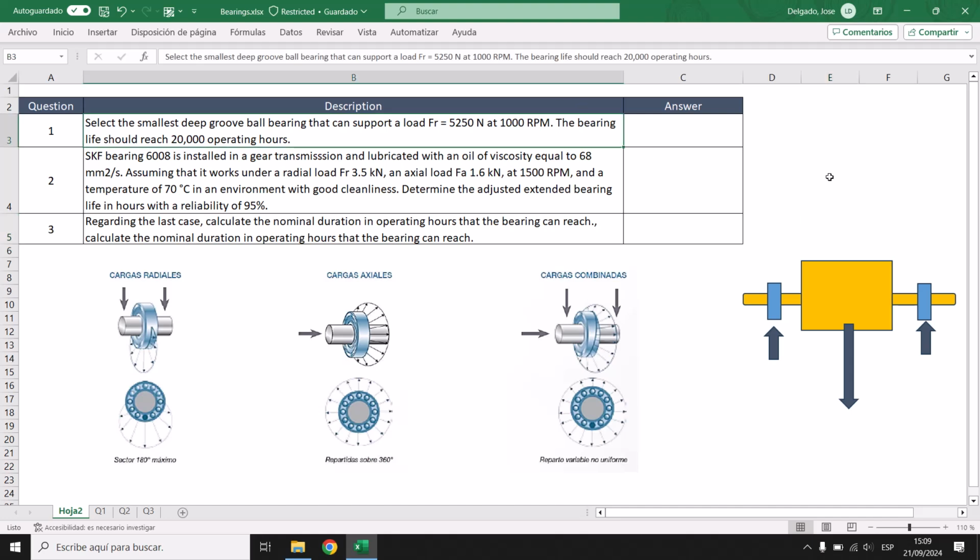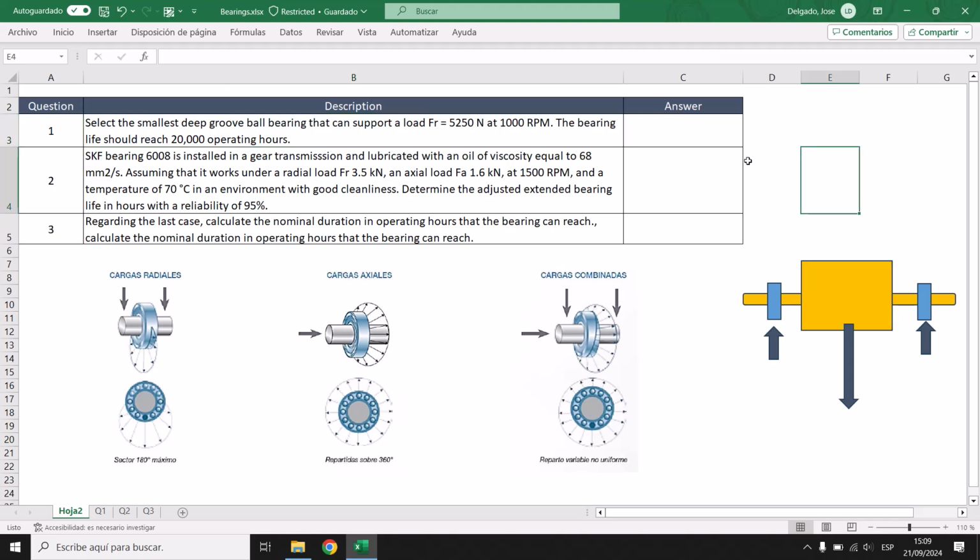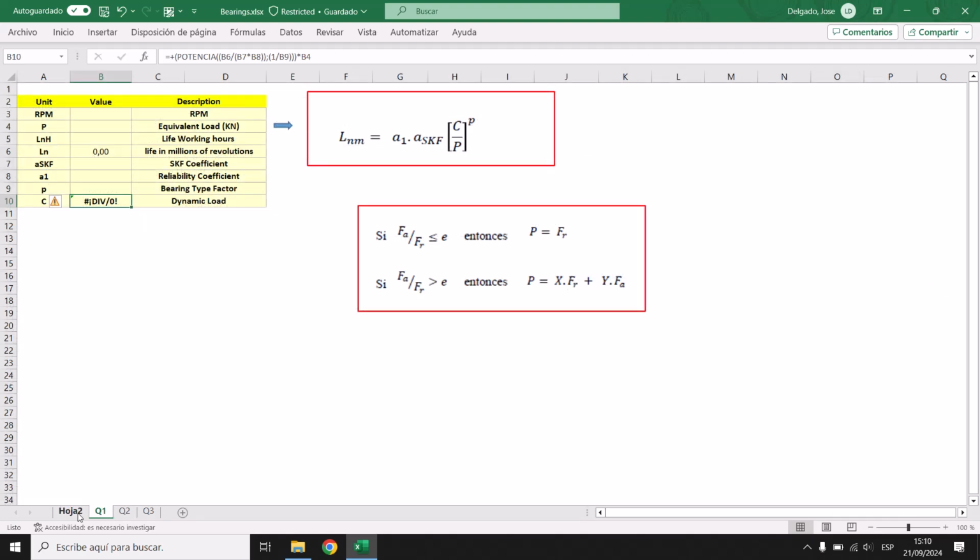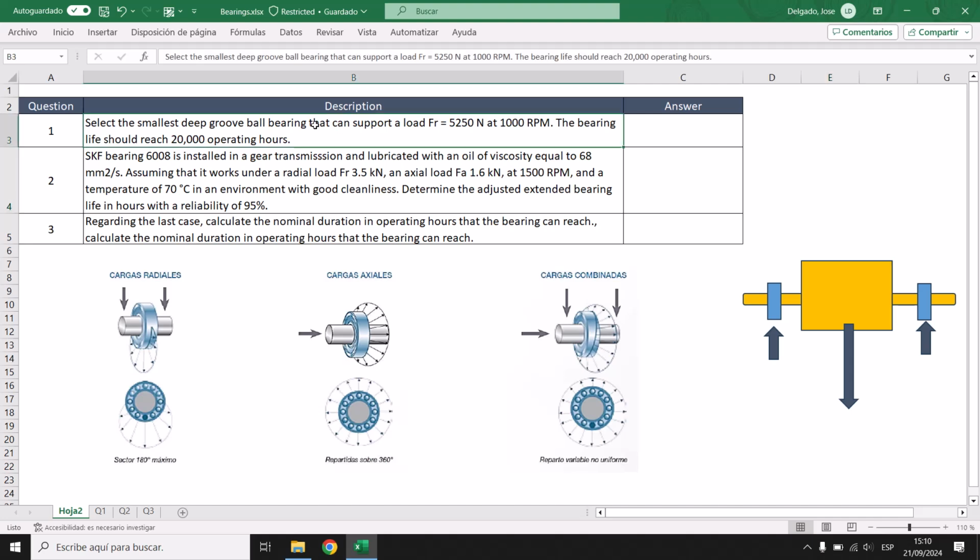So let's start with our first example. It says: select the smaller deep groove ball bearing that can support a load. This is a radial load, 5,250 at 1,000 RPM. The bearing life should reach 20,000 operating hours. For this, I have three different examples for each question. So what is the best bearing for this case with this condition?